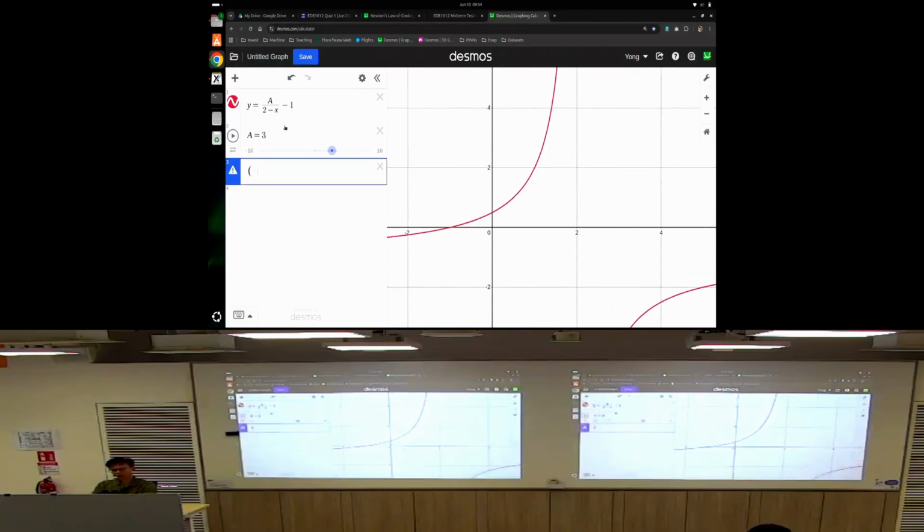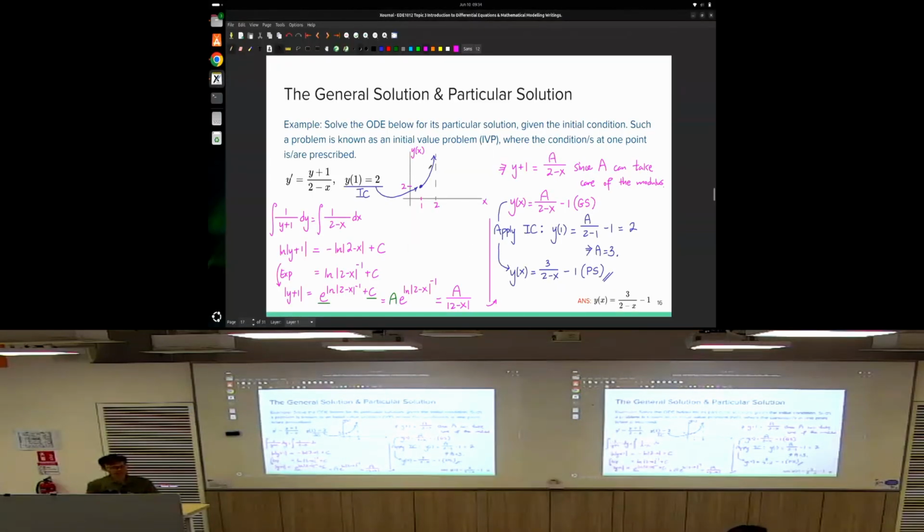Sorry, at 1, 2. So at x equals 1, y equals 2, you can see that a equals 3 is going to give you the initial point. That means your family of curves now becomes only one unique solution curve. This unique solution curve is going to satisfy the given initial condition when your a value is 3. Is that all right? So this is what we have just drawn here. Any questions with the solution approach?